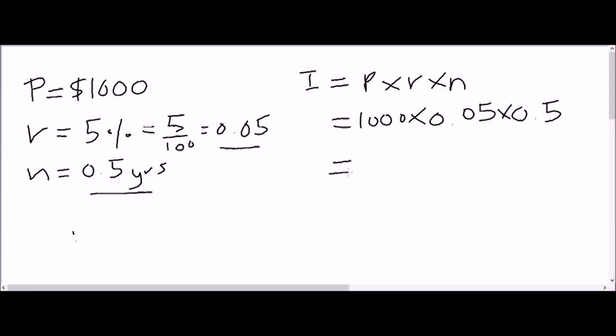So if you multiply these three numbers, 1000 multiplied by 0.05 multiplied by 0.5, the answer you get is 25, right? Now because it's in dollars, your answer is $25 simple interest will need to be paid for 0.5 years for a loan that's initially at $1,000 at a rate of 5%.